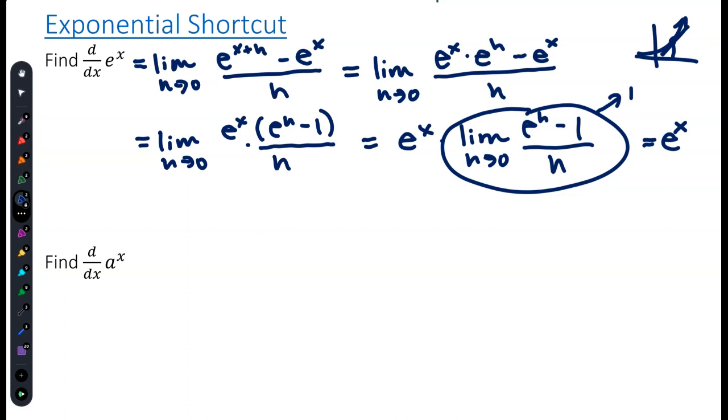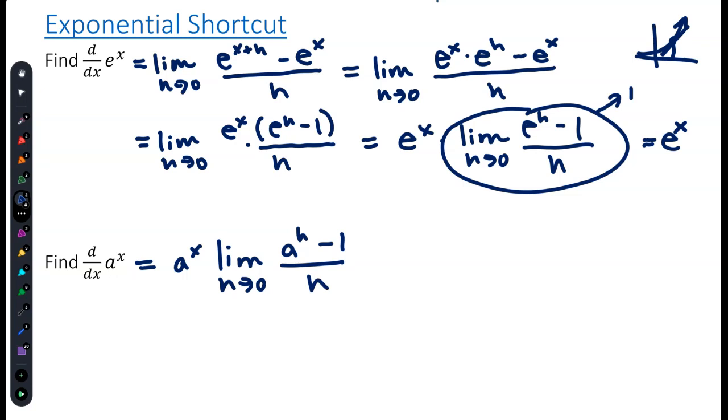And I want to do kind of the same thing for a to the x. This one's a little less obvious, but the algebra all works out the same. So hopefully you can see how that's going to work exactly the same, and we end up here: the limit as h goes to 0 of (a to the h minus 1) over h.